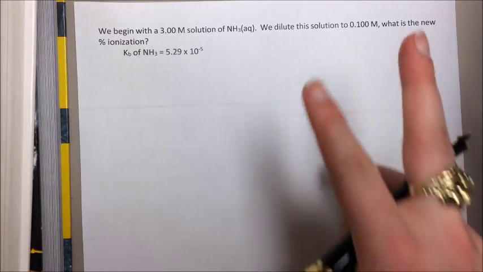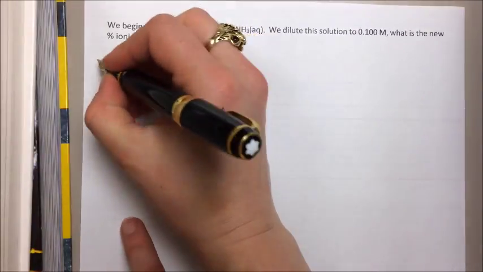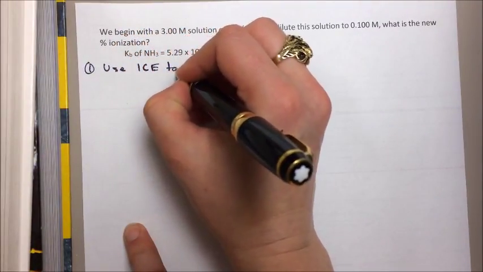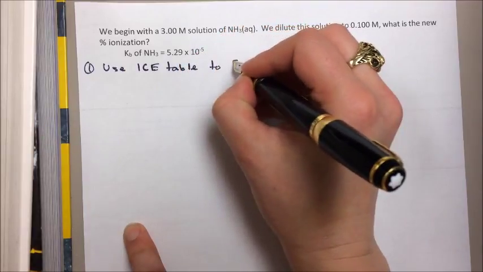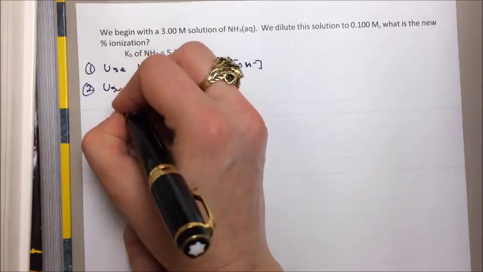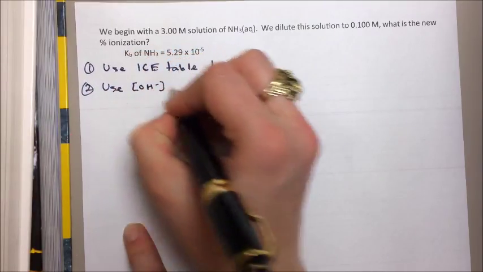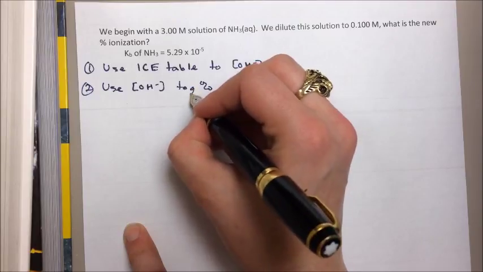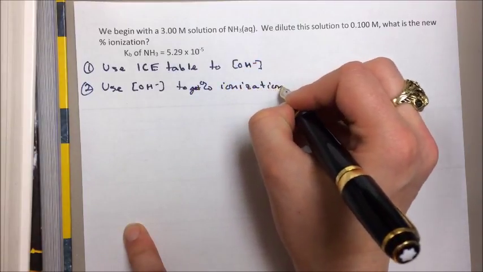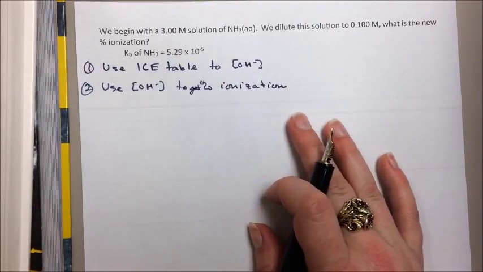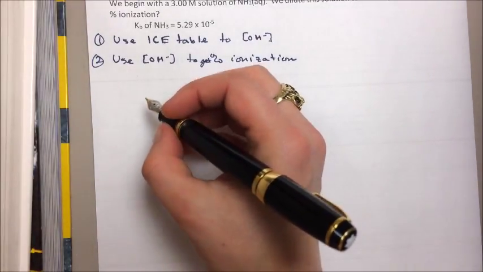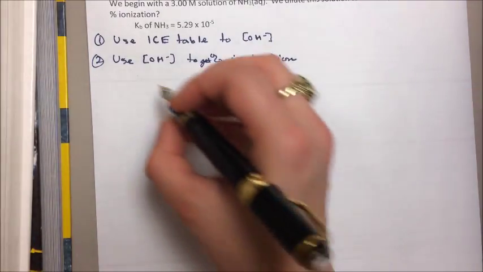This requires two major steps in our calculations. One, we're going to use an ice table to get the hydroxide concentration, and then we're going to use that hydroxide concentration to get the percent ionization. These are two types of calculations you've been able to practice a lot in class, so let's just put them together. So first off, we're going to write out the process that's going on.